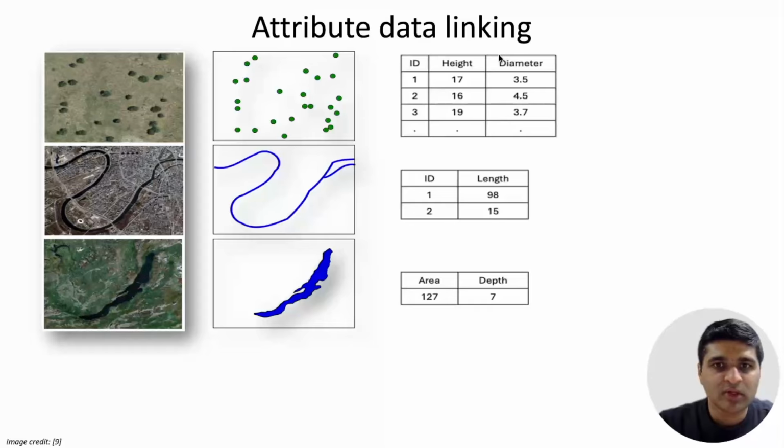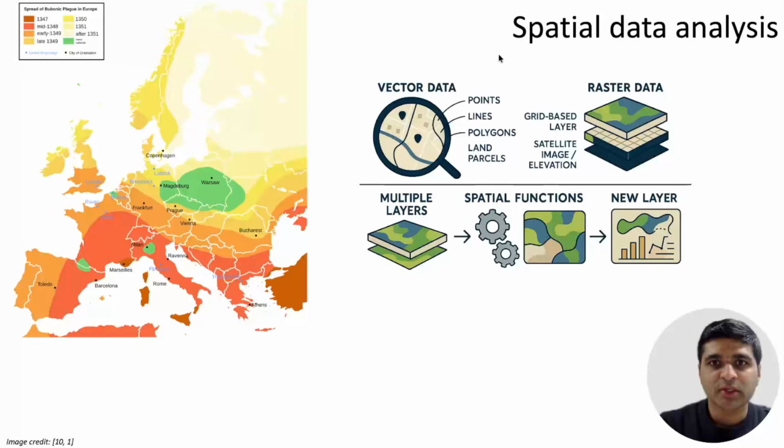Each row in the table is called a record, each column is called a field. This linking of spatial and attribute data makes GIS a powerful tool for analysis and decision making. Now let us talk about spatial data analysis.